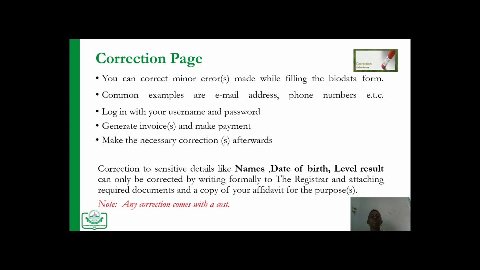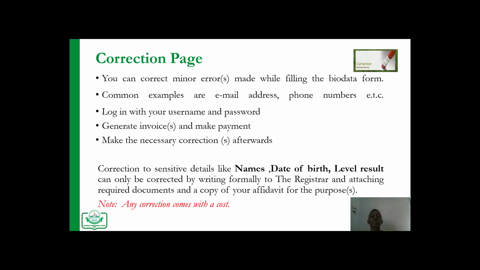Errors like email addresses, like phone numbers. To do this, you have to log in to the university portal, portal.unal.edu.ng, using your username and your password. Your username is your JAMB number until you are given your matriculation number, and the password is the one that was sent to your email. You have to generate an invoice for correction by clicking on the correction page. There is a module for correction on the university portal that reads correction.